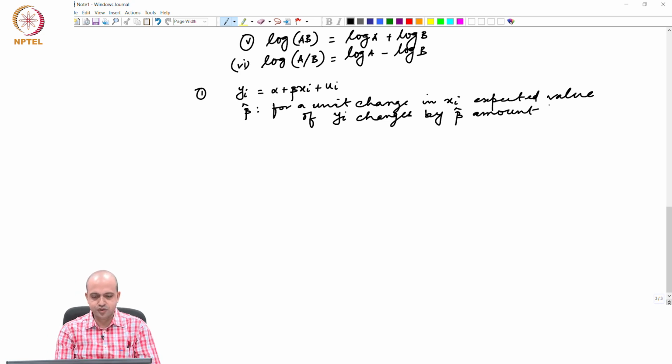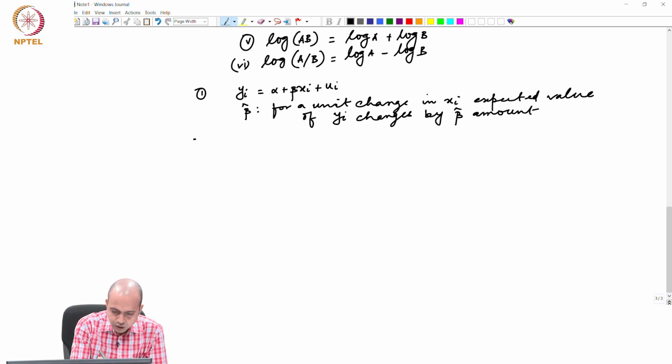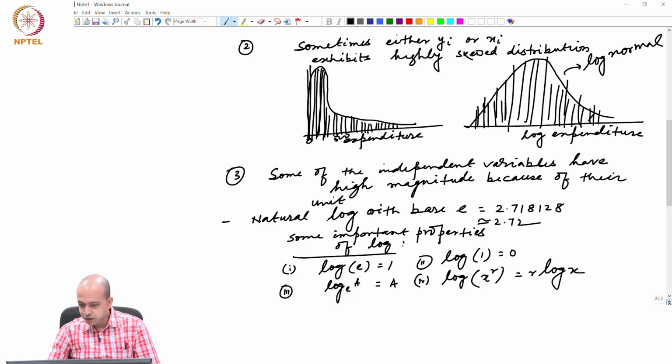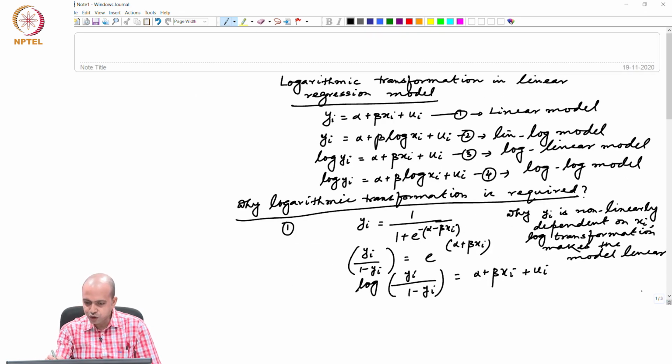We have learned this. For a unit change in xi, on an average, the expected value of yi changes by beta hat amount. Now, we will take our second model. What was our second model? If we go back, our second model was this: yi is in linear form, but we have transformed x into logarithmic transformation.